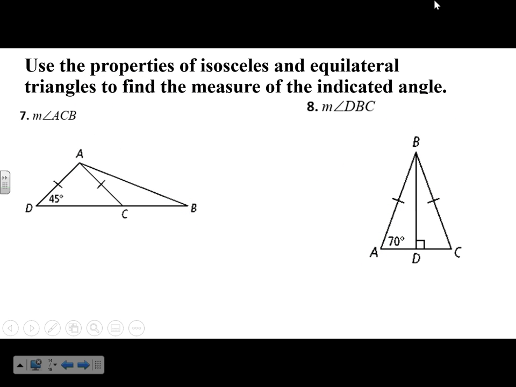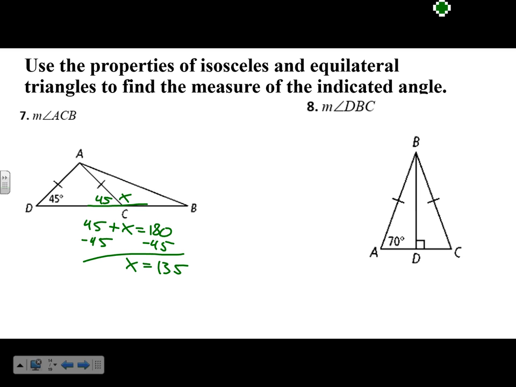How about this one? Find the measure of ACB. So ACB is this angle. So this is 45. Since it's an isosceles triangle, this one in here, that means the other base angle is 45 degrees. So we have 45 plus whatever this angle is, I'm going to call it x for right now, equal to 180, minus 45. X is equal to 135, I think. Yeah. So that's that 135.